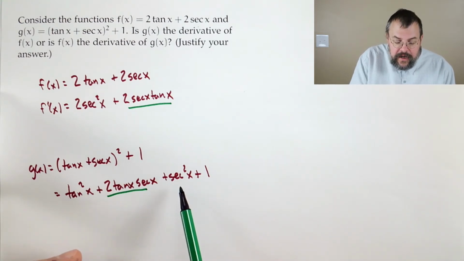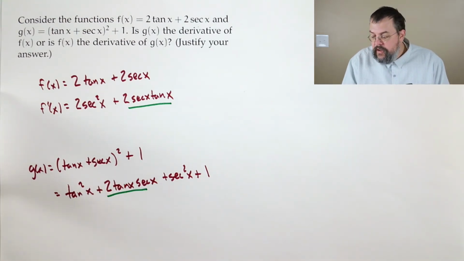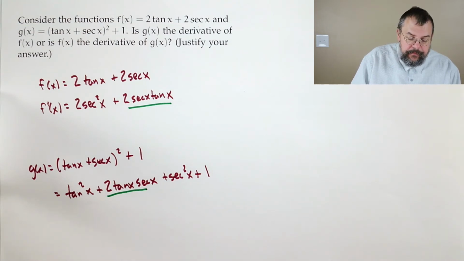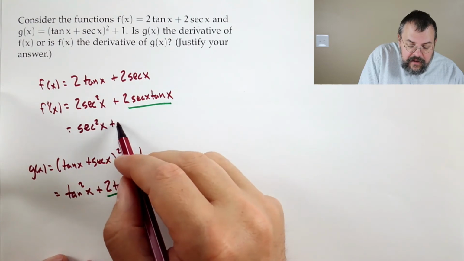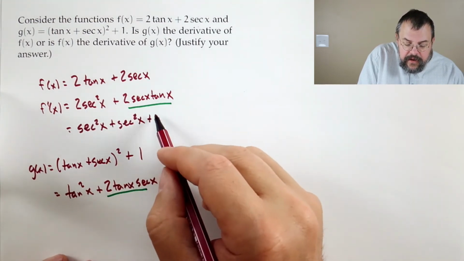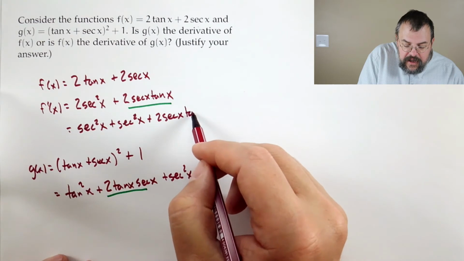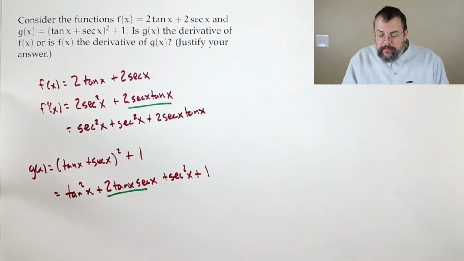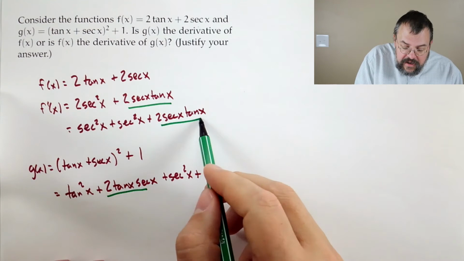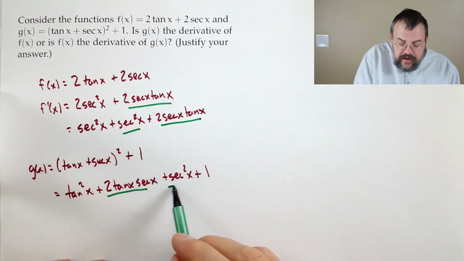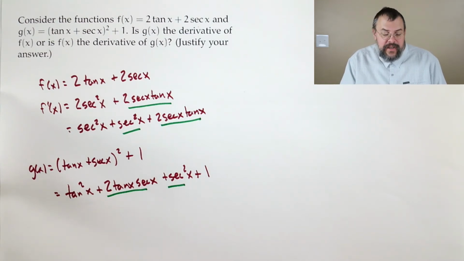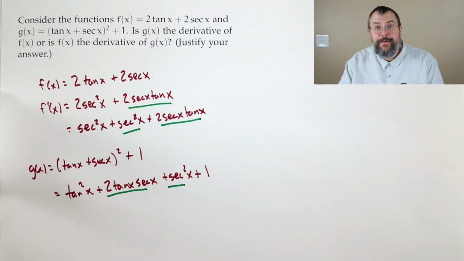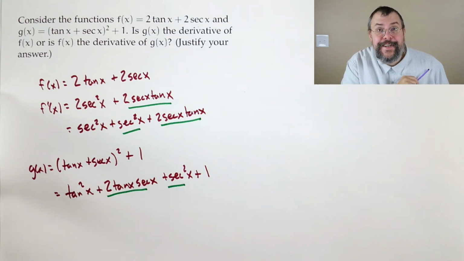I see a secant squared x, and there's 2 secant squared x. So let's actually break this apart. Let's write this as secant squared x plus secant squared x plus 2 secant x tangent x. We already accounted for that 2 secant x tangent x. Here's a secant squared x. Here's a secant squared x. How about tangent squared x plus 1 and secant squared x? Are those the same? And now we say, I know an identity.